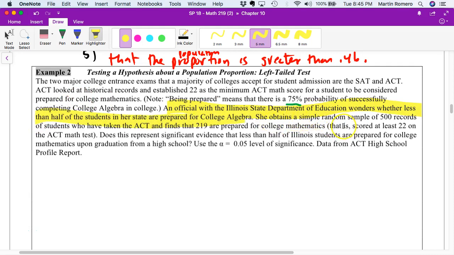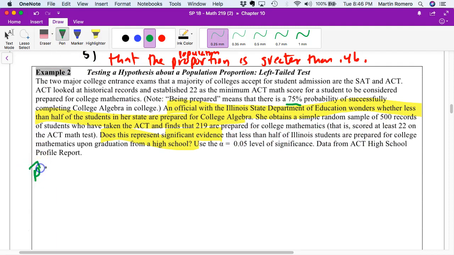She obtains a sample of 500 records of students who take the SAT and finds that 219 are prepared for college math. Does this represent significant evidence that less than half the students are prepared for college? So let's go ahead and start.